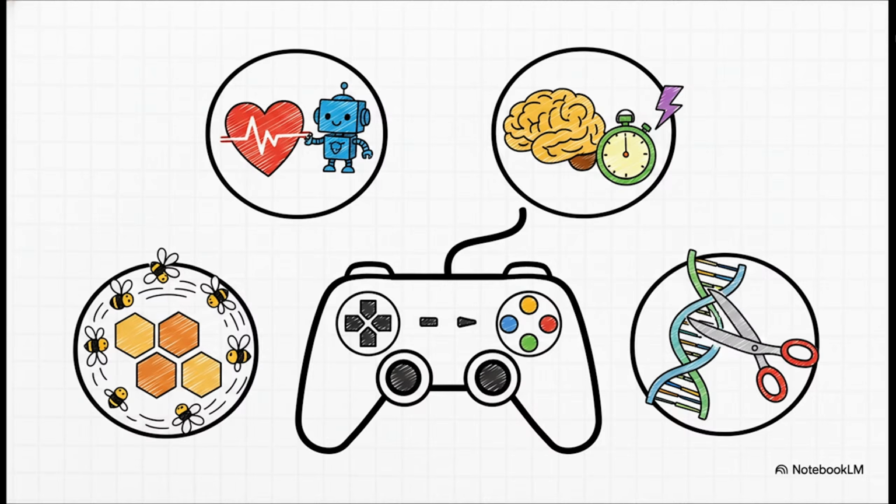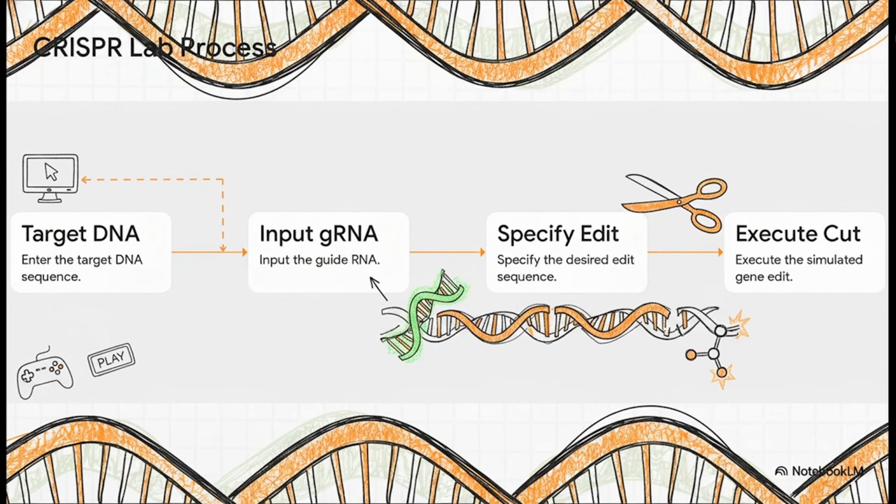compelling, playable challenges. Seriously, look at the CRISPR simulation lab. By breaking down complex biological processes into interactive, step-by-step tasks, concepts like gene editing suddenly feel as accessible as a web game. You literally enter your target DNA sequence, input your guide RNA, specify the edit, and execute the simulated cut. It takes a Nobel Prize-winning technology and puts it directly into the hands of a student with a web browser. It completely demystifies the mechanics of genetic engineering.